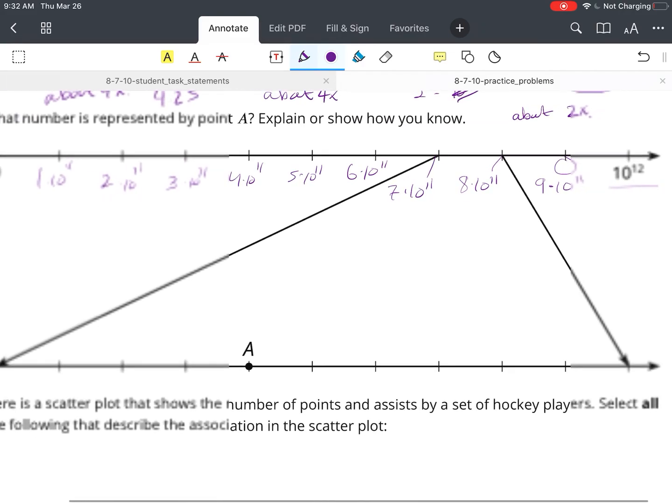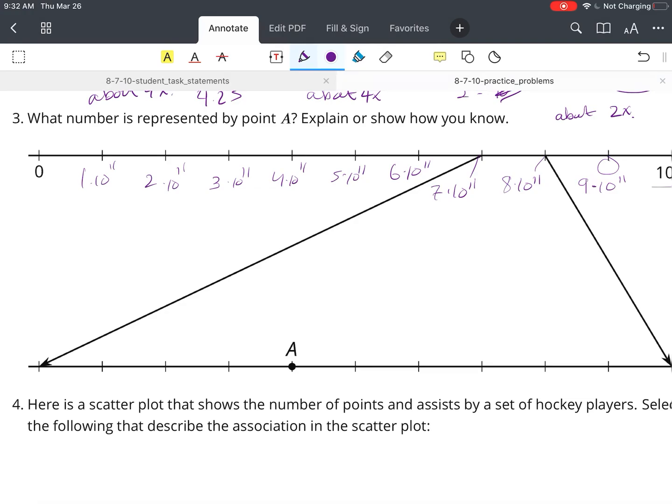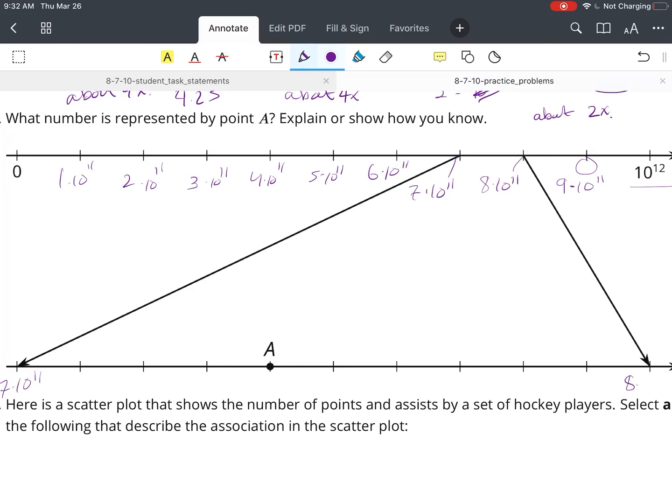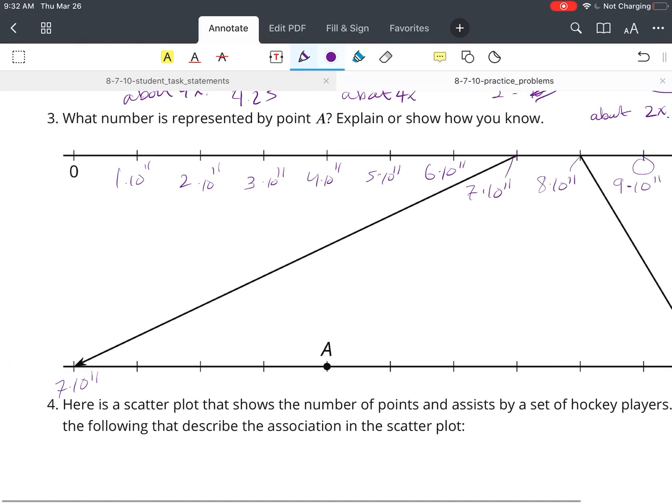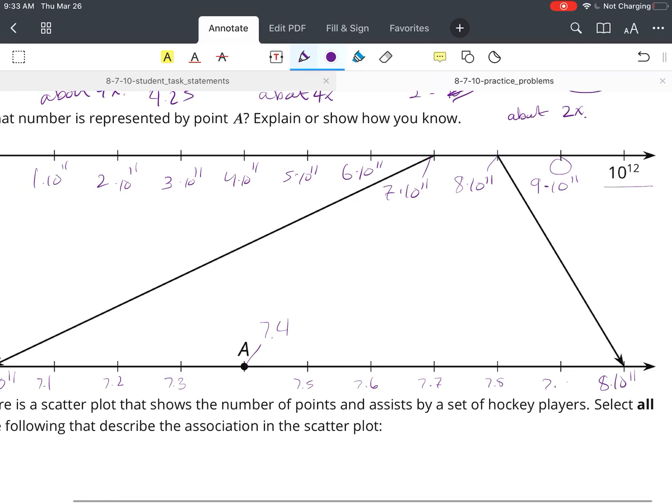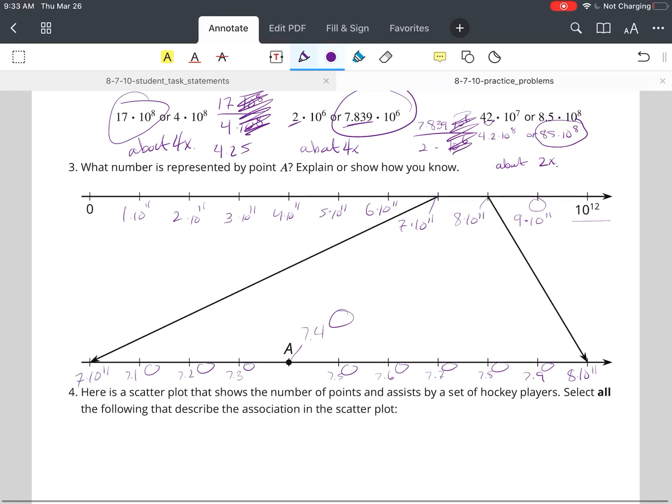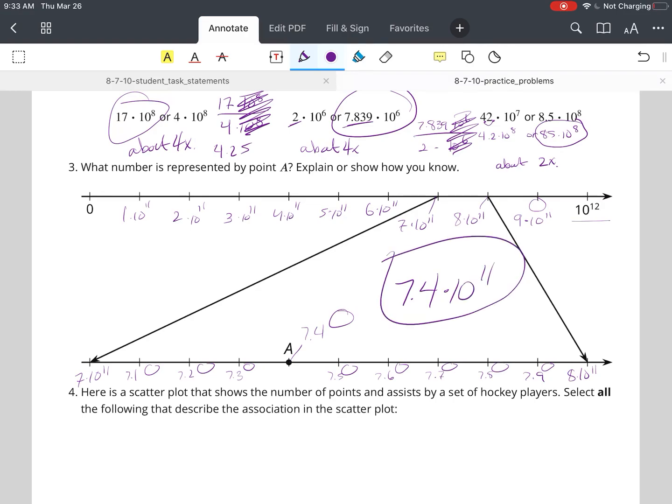Now, if we zoom in on this portion here, this number is 7 times 10 to the 11th, and this number is 8 times 10 to the 11th. So this is going to be 7.1, 7.2, 7.3, 7.4, 7.5, 7.6, 7.7, 7.8, 7.9. I'm not going to write the exponents, okay? But what number does it represent? 7.4 times 10 to the 11th.